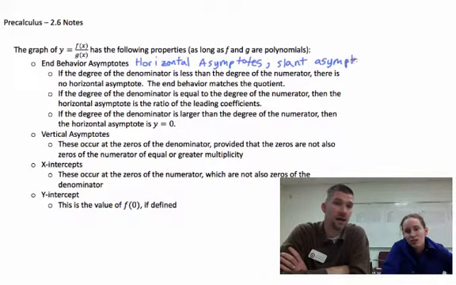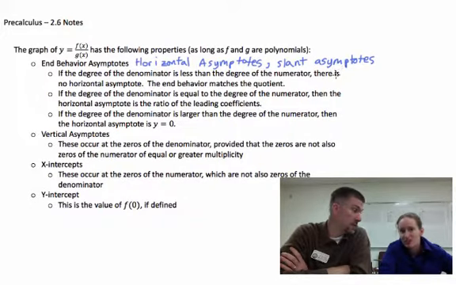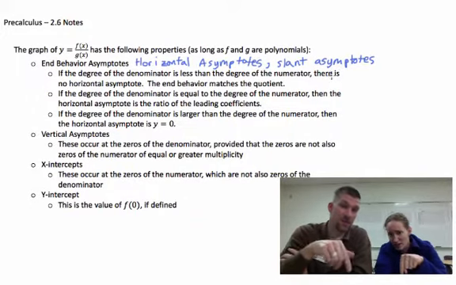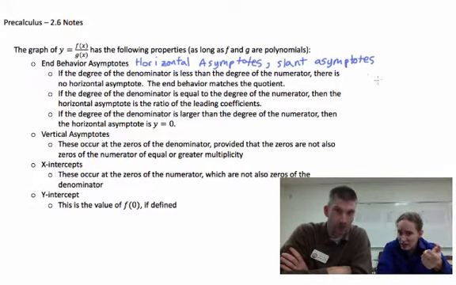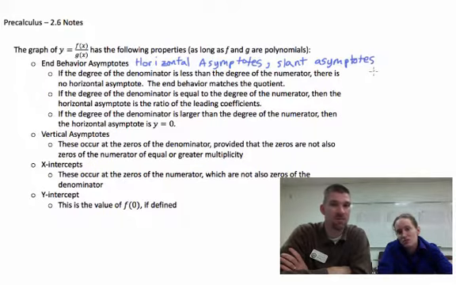If the degree of the denominator, that's the upstairs, is less than the degree of the numerator. You meant that backwards. The degree of the denominator, that's the bottom, downstairs, sorry. D for down. D for down is less than the degree of the numerator, there's no horizontal asymptote. It's what's called an end behavior asymptote or a slant asymptote, depending on what text you're looking at.